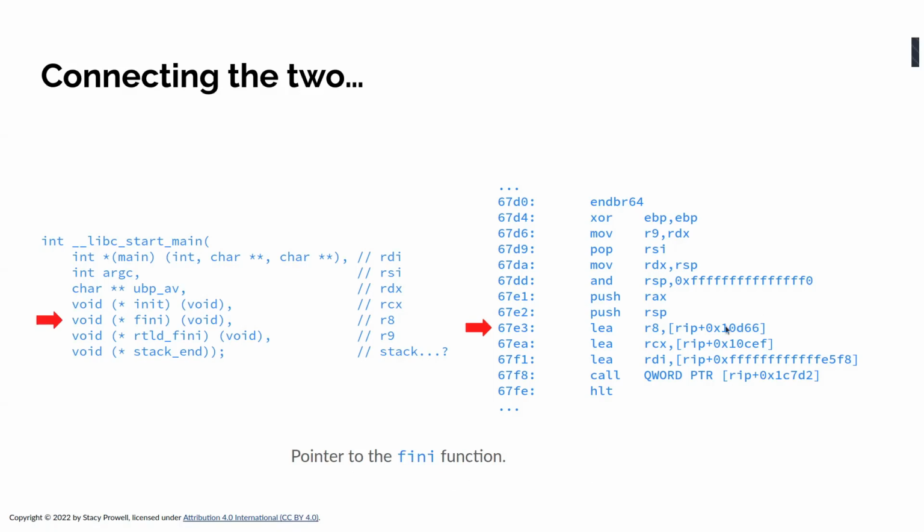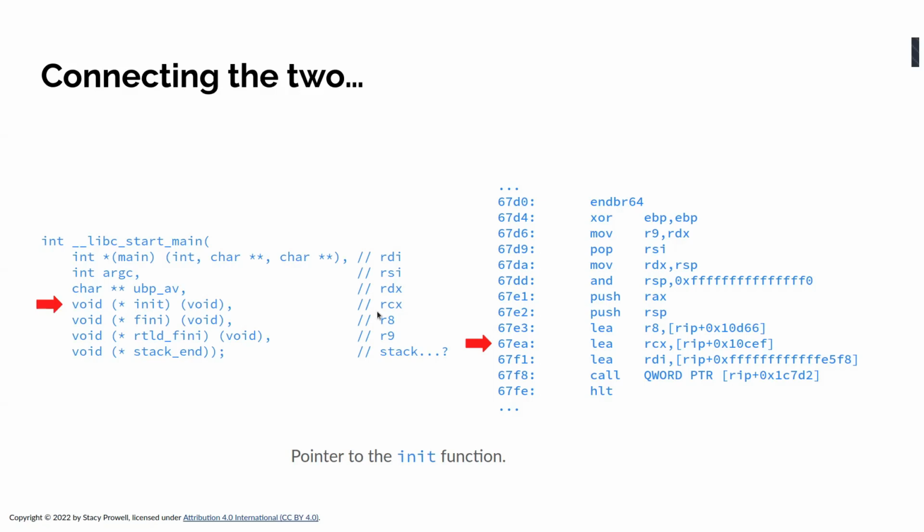R8 gets this, which happens to be a pointer to fini, which is a little function defined by the C runtime. It's really a stub function that you can use. And if you're of a malicious bent, it's really useful. It's basically a finalizer for your program. By default, it does nothing, but you can do stuff with it if you want to.